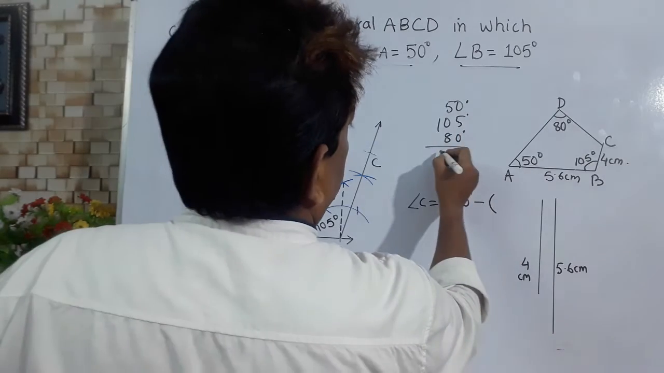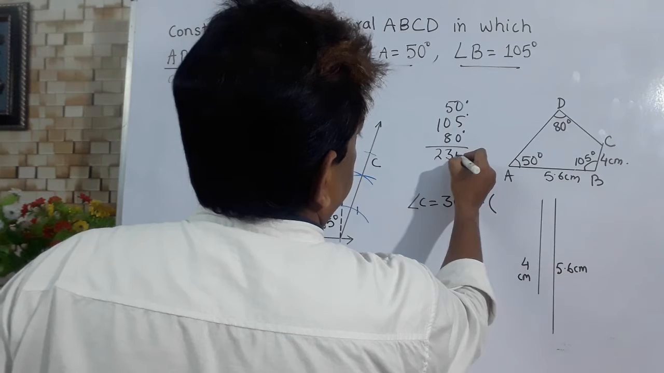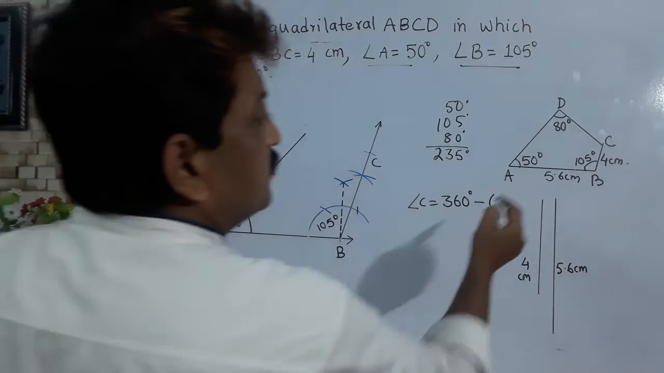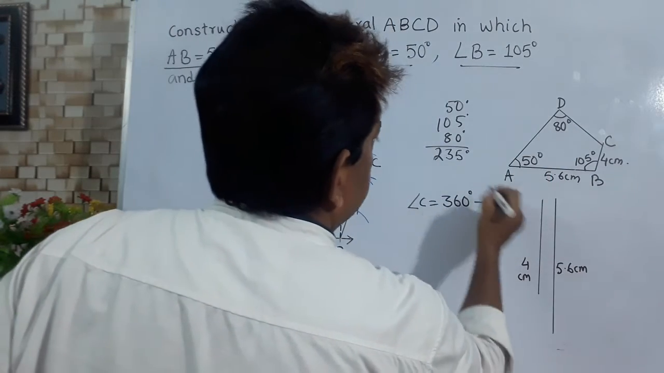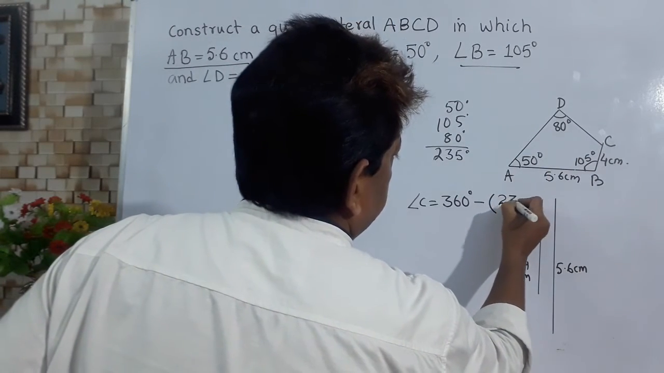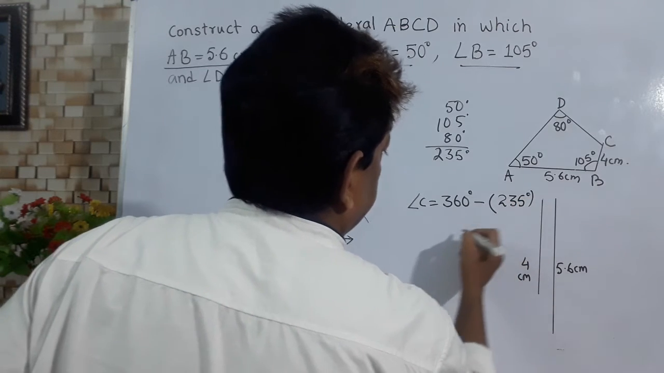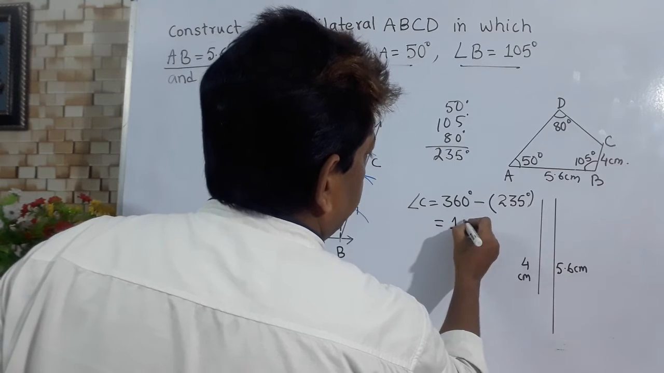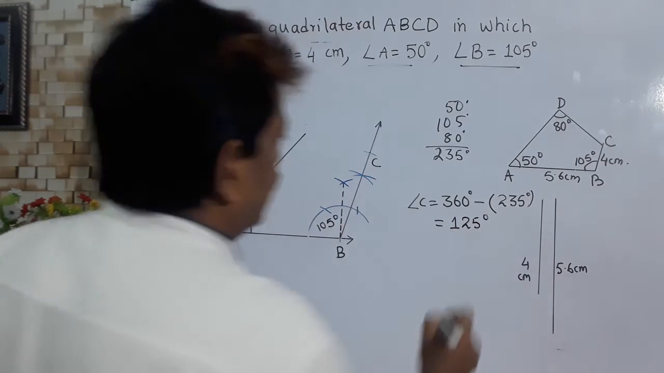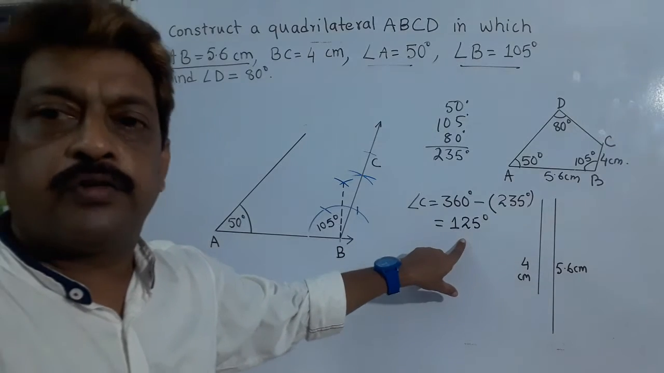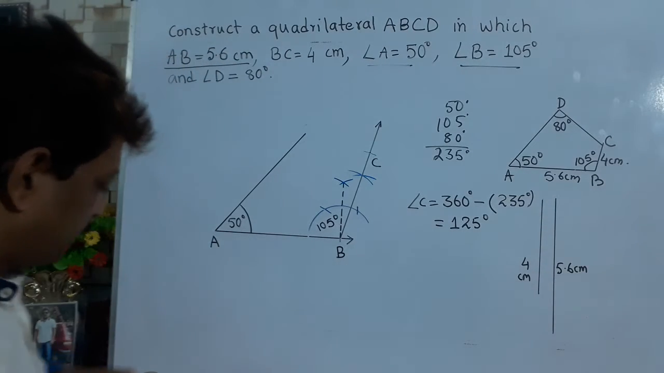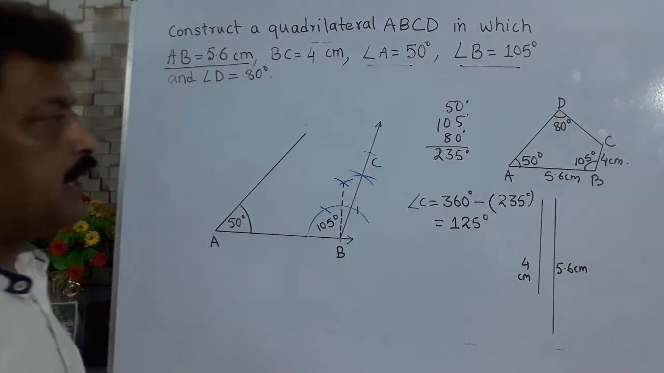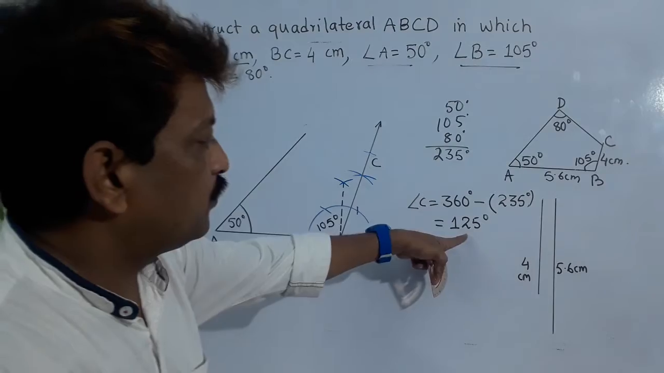So this is 235 degrees. Therefore, the sum of these three angles, that is A, B and D, is 235 degrees. So let me put it here. So if we calculate, it will be 125 degrees. That is, angle C is 125 degrees. Okay. So from C, we have to construct an angle of 125 degrees.